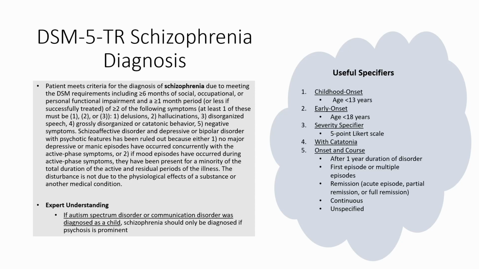Specifiers are also used to describe the onset and course of schizophrenia. For example, regarding onset, we can describe it as first episode, multiple episodes, or continuous. We can also describe if they are in an acute episode, partial remission, or full remission. If unable to specify due to lack of information regarding previous episodes, you may choose to use the unspecified specifier.